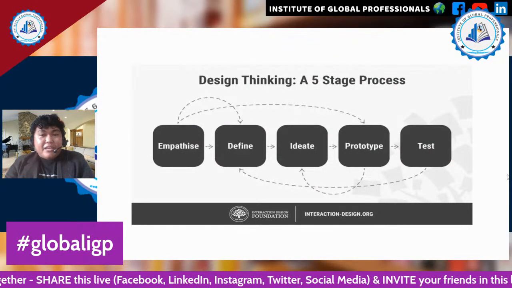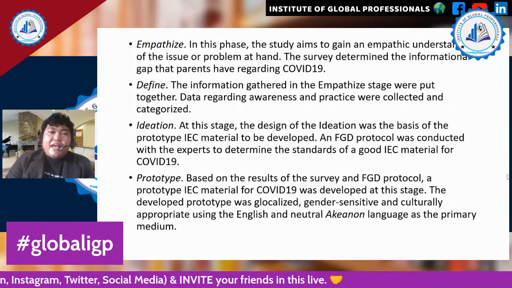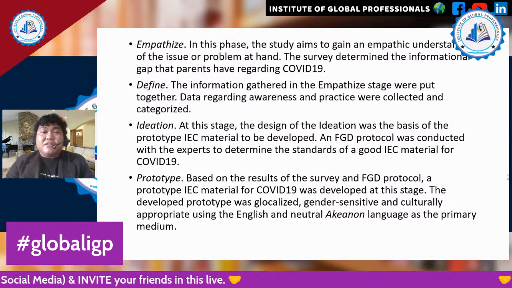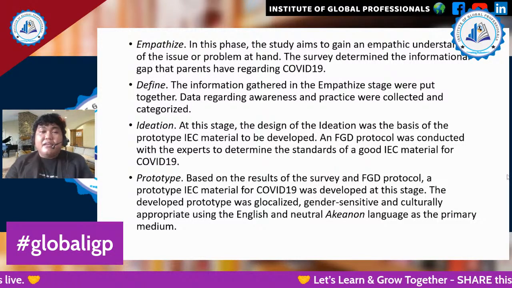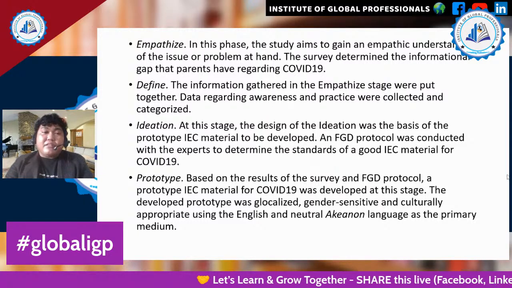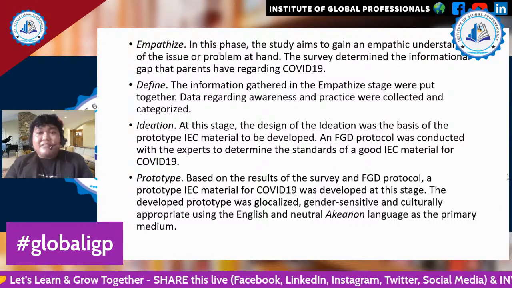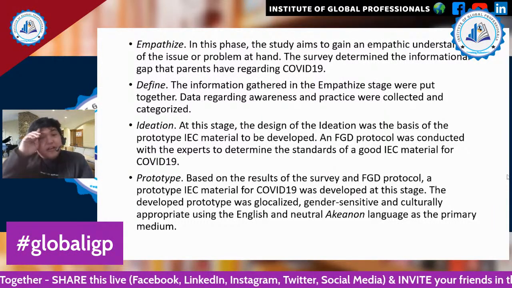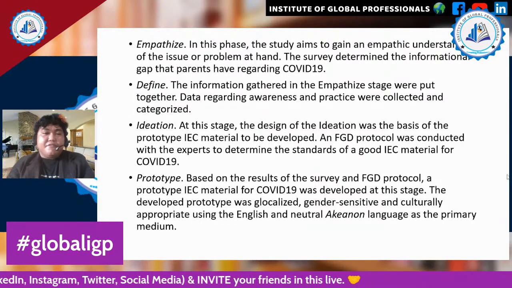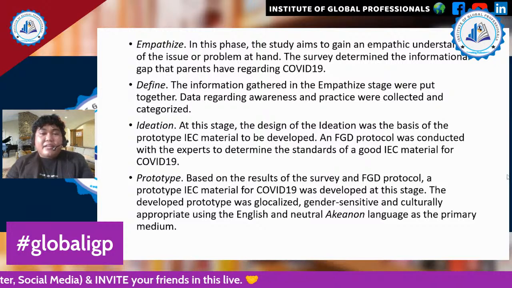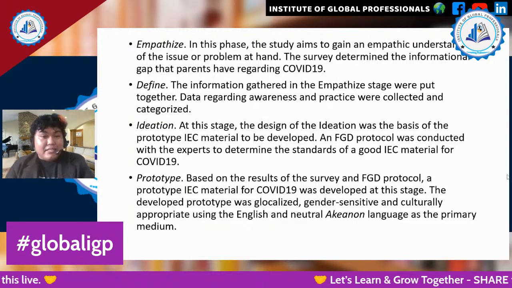So, just a recap, here are the five stages of the process. So, first, in the empathize, I tried to understand the issue at hand. So, with that, I tried to survey the parents regarding their awareness of the health protocol and the health protocol practice in regards to COVID-19. Then later on, in the define stage or phase, the information gathered in the empathize were put together. Take note, it's both qualitative and quantitative data.